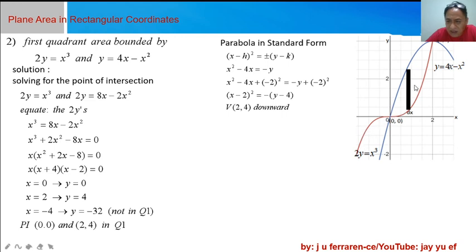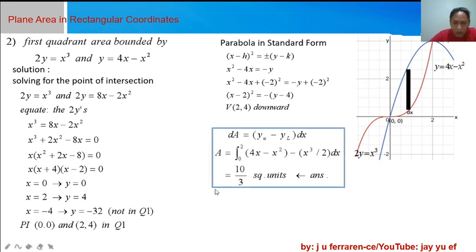This is the cubical curve with this as my equation, and my parabola that opens downward has the equation y equal to 4x minus x squared. Now, looking at the graph, since y is clearly defined in terms of x, it's good to use a vertical element, so there is no problem reducing the equation to y in terms of x. So construct a vertical element, and it's also good because our strip will be tangent to the two boundaries anywhere within the region. What is your dA? The dA is equal to y at the upper, the parabola, minus y of the cubical curve on the lower part, times the dx.